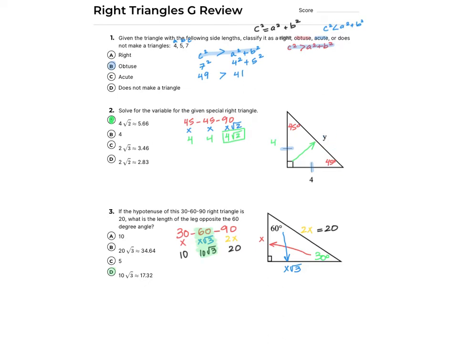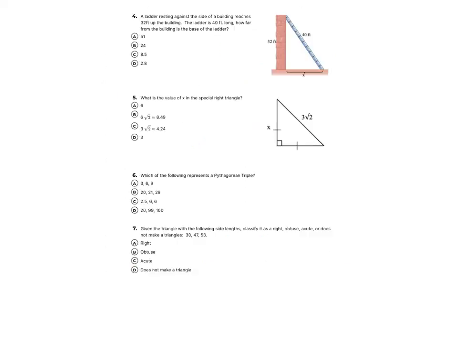In number 3, we reviewed the special right triangle 30, 60, 90. And the pattern for that is going to be x, x root 3, and 2x. The side opposite the 30 will be x. The side opposite the 60 will be x root 3. And the hypotenuse, which is the side opposite the right angle, will be 2x.